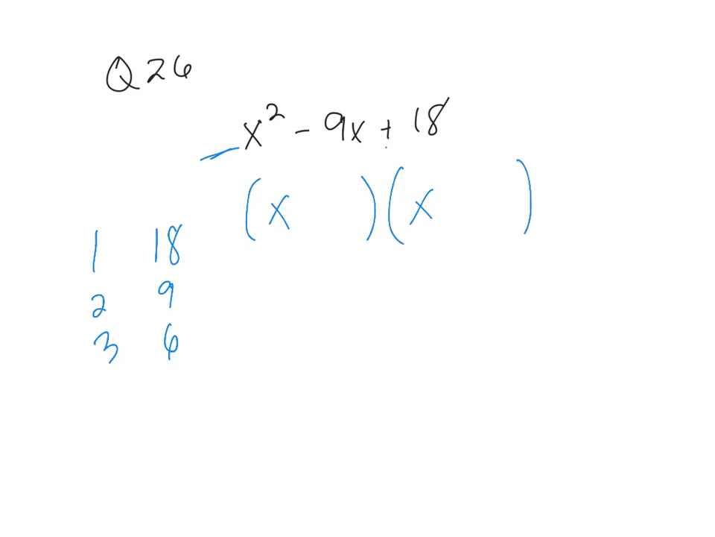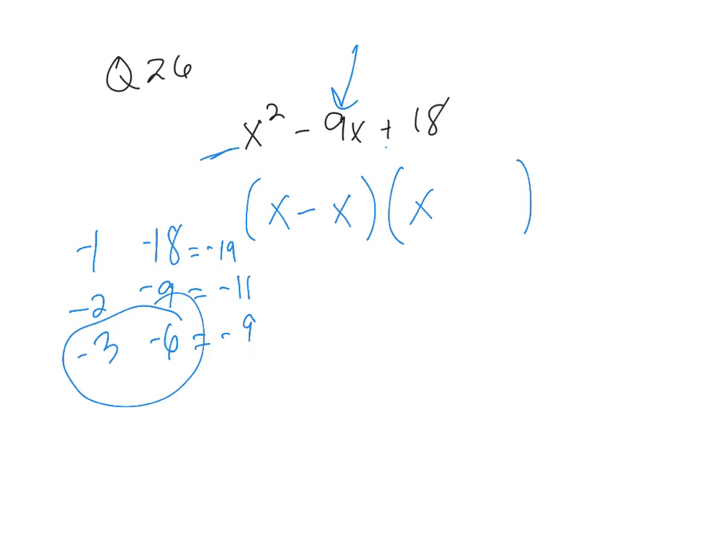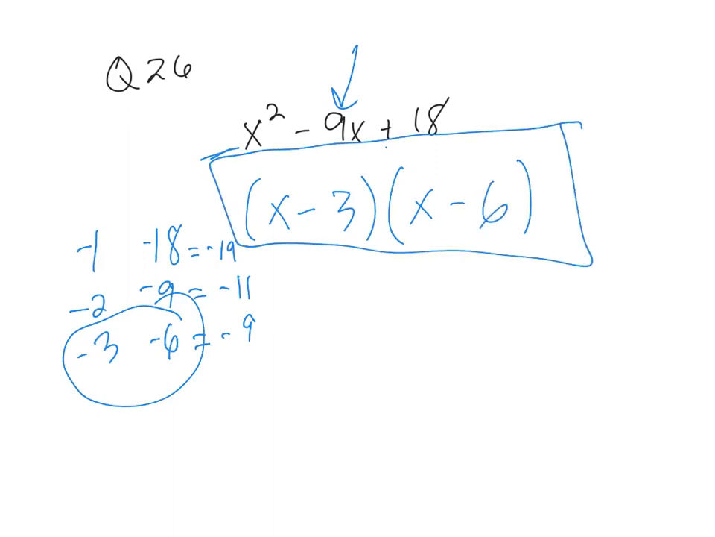So negative 1 plus a negative 18 would be negative 19. That will not give me negative 9. That's what I'm looking for. Negative 2 plus negative 9 would be negative 11. And negative 3 plus negative 6 would be negative 9. So I know that my numbers are going to be negative 3 and negative 6. So I'm going to put a minus 3 and a minus 6. And this is my factored form of that polynomial.